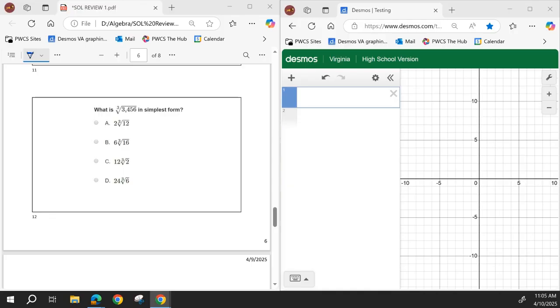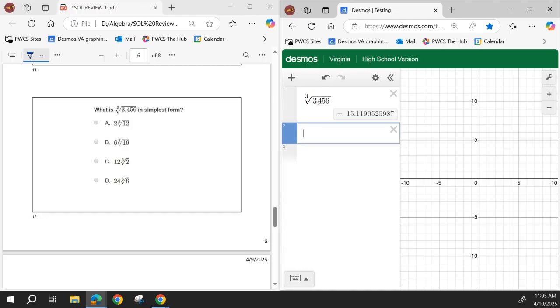And one of the easiest ways to match a correct answer is to just type them all into the calculator. So if I want to simplify the cube root of 3,456, I can just type it in there. Remember, you're typing CBRT. And then I could just type all the answer choices and see which ones match.